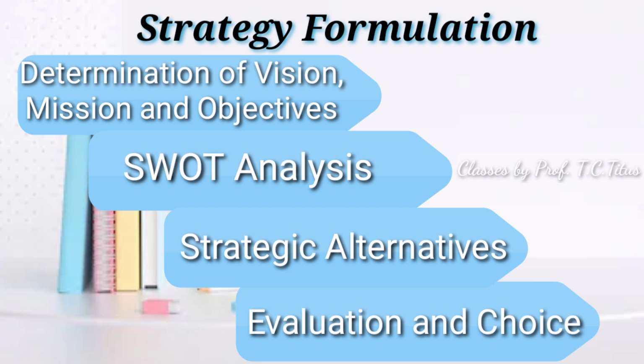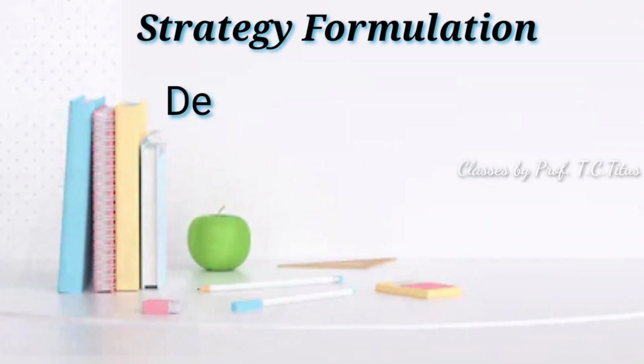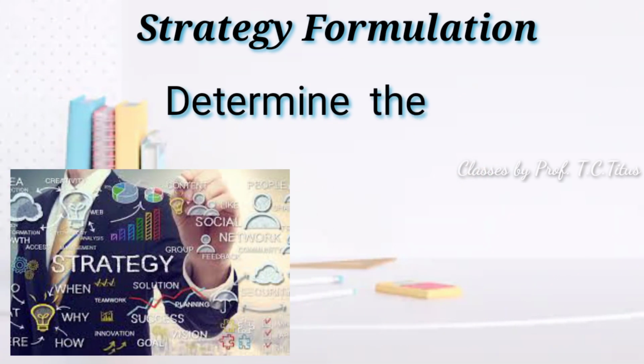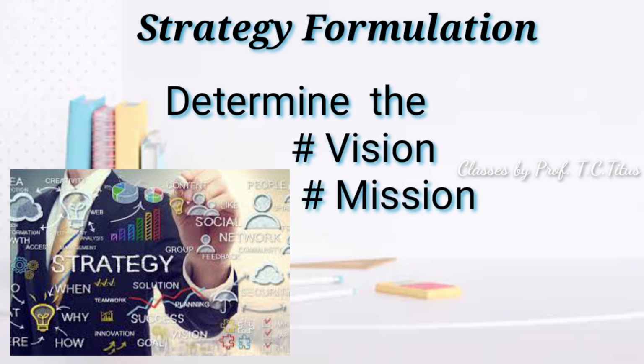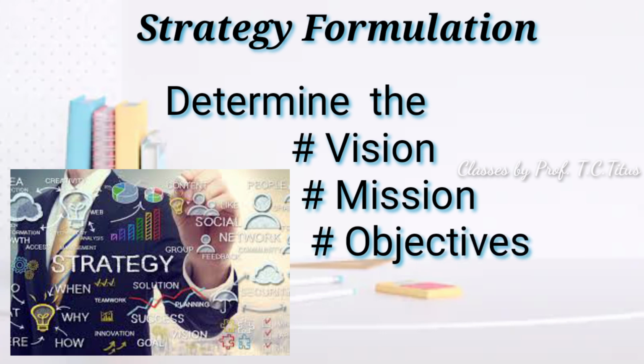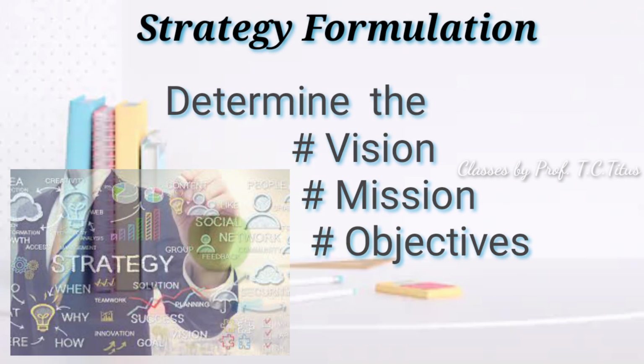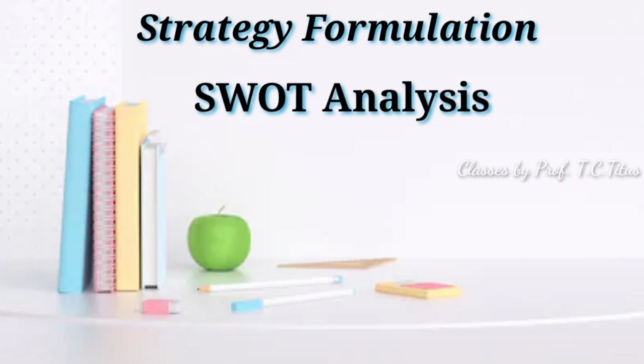So the first one is determination of the vision, mission, and objectives. While formulating the strategy, the first step to be taken is to determine the vision, mission, and objectives. As we have seen, strategic management is a process for achieving the objectives. So first of all, determine the objectives. That is the first step. Then comes the SWOT analysis.